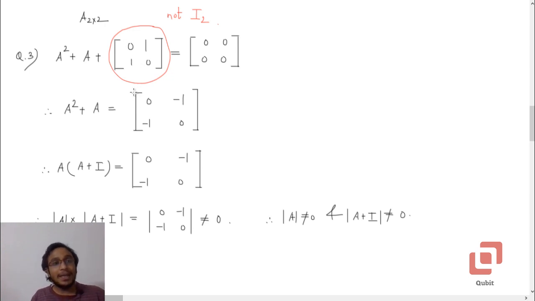Now this problem is extremely simple. You just need to know one property of matrices, well, 2 of them. The first one is the distributive property. The multiplication distributes over addition here. So first you have to send this matrix to the other side, so it will become [0 -1; -1 0], simple matrix subtraction. Now you have to take A common by using the distributive property.